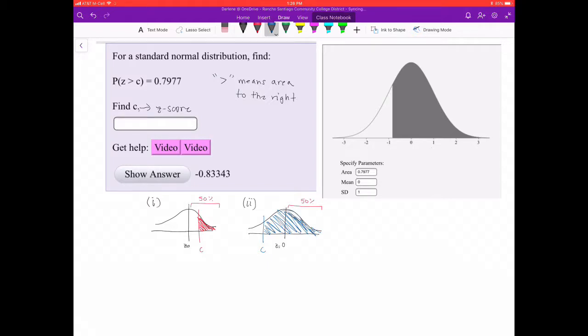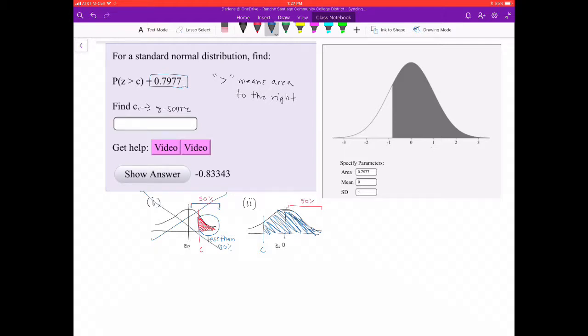Now how we decide, and how this gives it away, is the area. The area associated with c, shaded to the right, is 0.7977, meaning more than half the curve, more than 50%. So I went ahead and labeled 50% on one of them. Notice that this area in the tail is much less than 50%. There is no way this area is 79% of that graph, right?